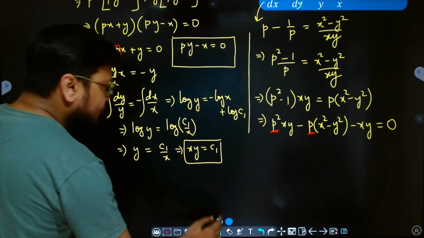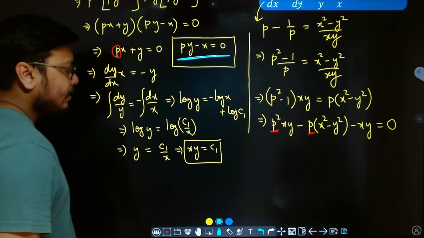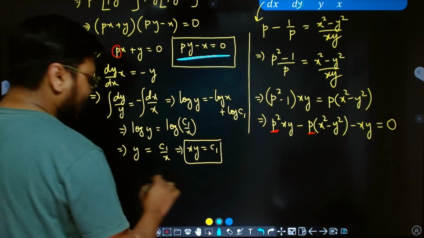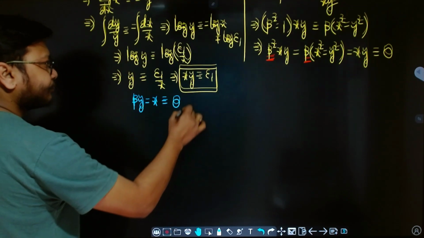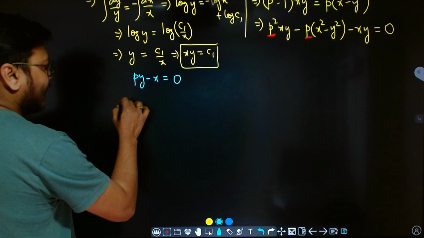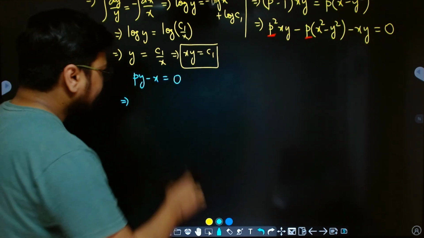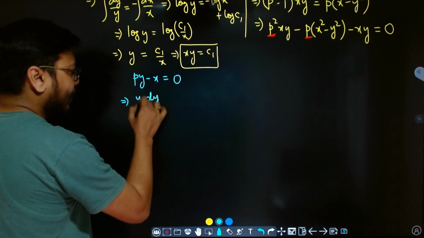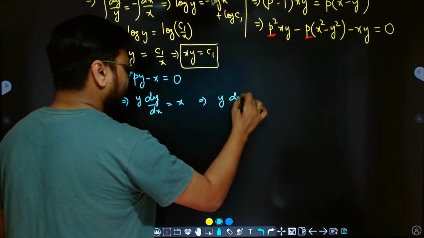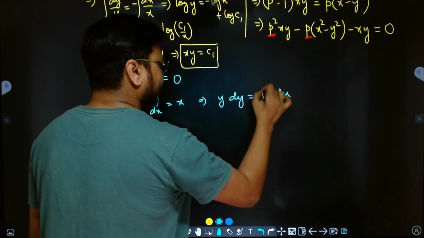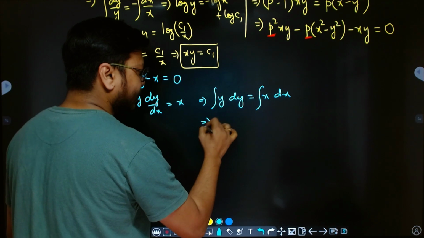Now I will concentrate on solving this part again. So let's solve that part, which is py minus x equals 0. Again I'm replacing p as dy/dx. So y dy/dx equals x. That means y dy equals x dx, and I can integrate both sides.